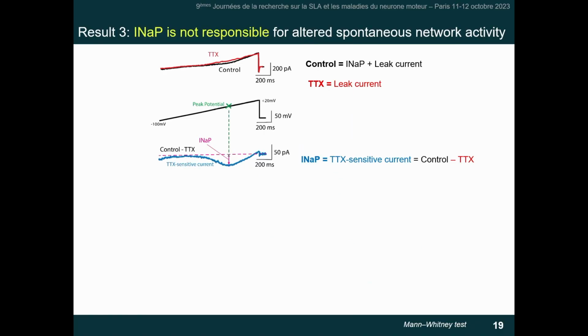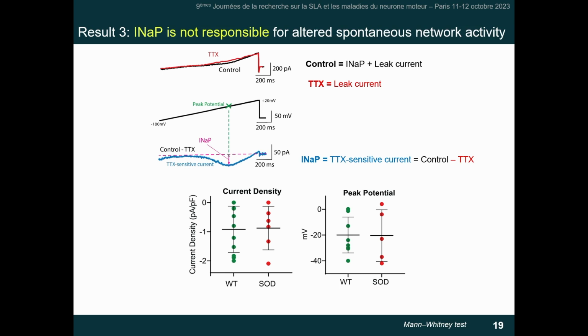So to answer this question, we first pharmacologically separated out the persistent sodium current, and we measured the current density, that is the persistent sodium current normalized to the size of the cell. We also looked at peak potential, the potential at which we observed this peak inward current. Surprisingly, there was no difference between SOD and wild type. So bottom line, the persistent sodium current is not responsible for the observations that we had.